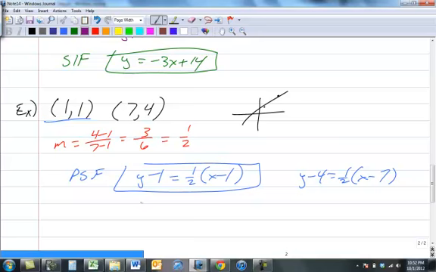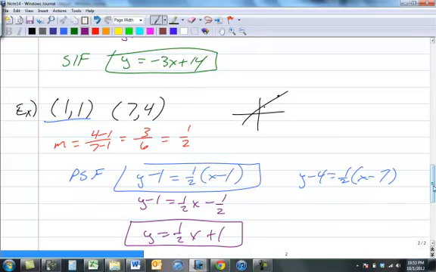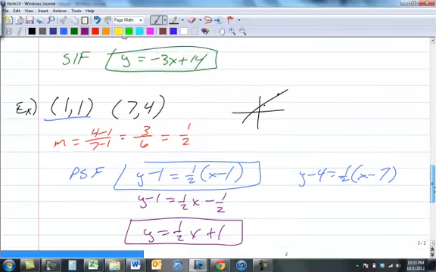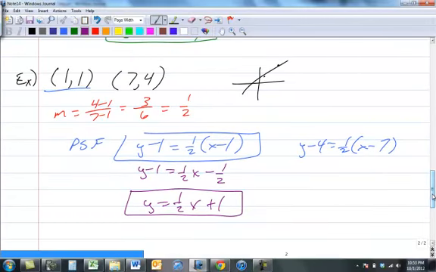Then, slope intercept form, y minus 1 equals 1/2 x minus 1/2. Add 1 to both sides. And get y equals 1/2 x plus 1. All right, so hopefully y'all got those for those two examples.